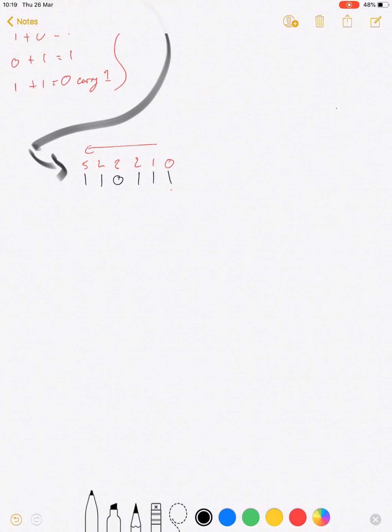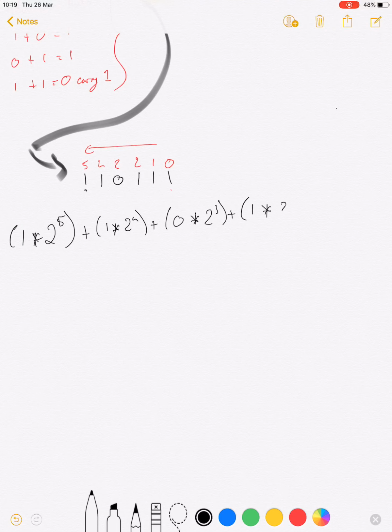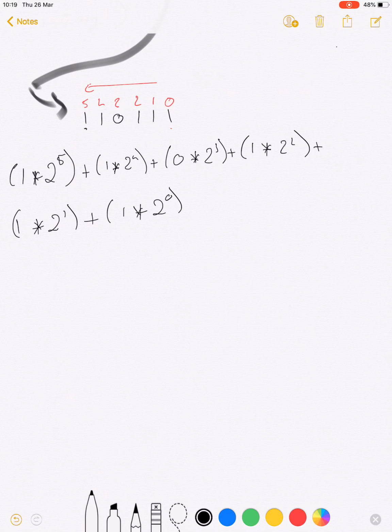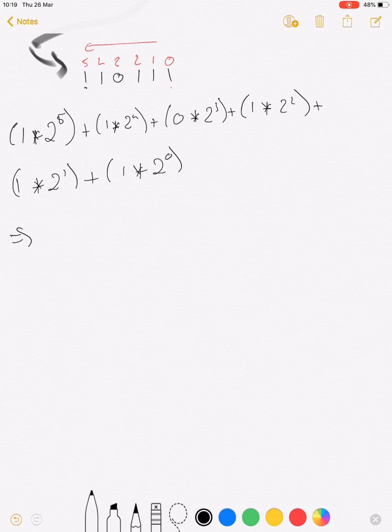So we're going to take the number, which is the 1 here. So we say 1 multiplied by the base of binary, which is 2 raised to the power of the index, which is 5, plus 1 multiplied by 2 to the 4, plus 0 multiplied by 2 to the 3, plus 1 multiplied by 2 to the 2, plus 1 multiplied by 2 to the 1, plus 1 multiplied by 2 to the 0. So now let's just go through and work these out, and then we'll add them all up. We're aiming for 55, okay?